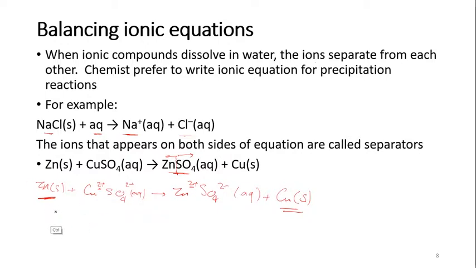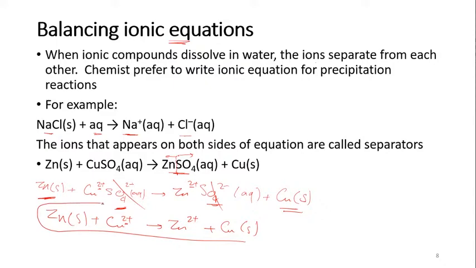Now my second step would be cancelling the ions that appeared on each side of the equation. I could see here that sulfate appeared on that side and on that side, so I will cancel the sulfate, and now I need to write down the final form of the ionic equation. So zinc in solid state plus copper. I have to remember to write the ions to give me zinc ions plus copper, which is solid. So this is my final form of the balanced ionic equation.